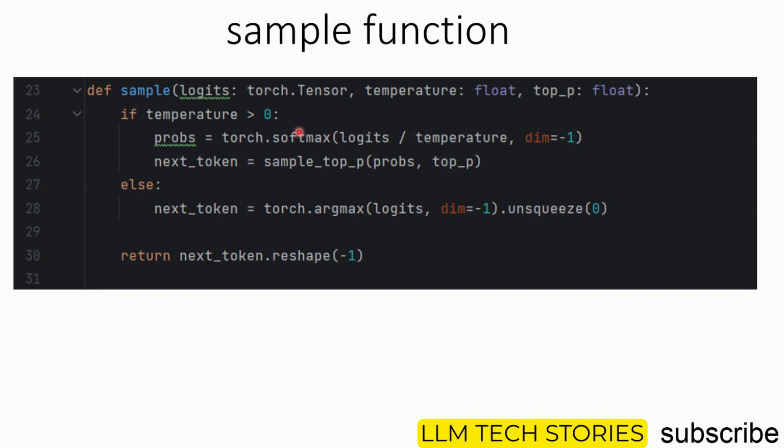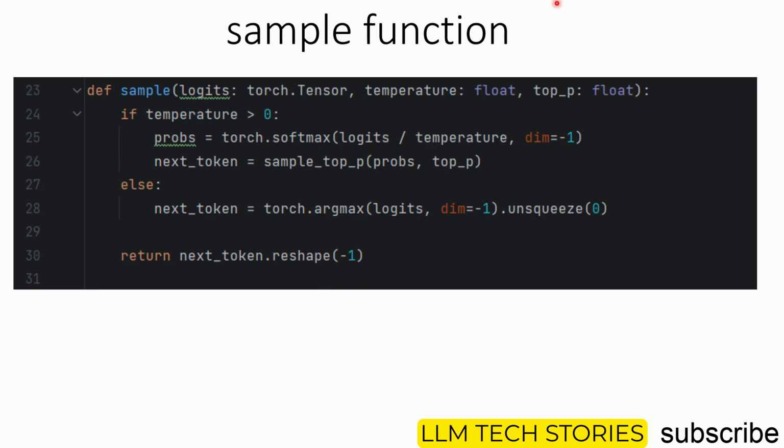It computes the softmax using the PyTorch library, and then it invokes sample top P to sample a token. Otherwise, if the temperature is not greater than 0, it basically finds the argmax of the logits tensor, and that is taken as the next token. The final line is the return statement. It returns the next token, which is reshaped into a one-dimensional tensor.